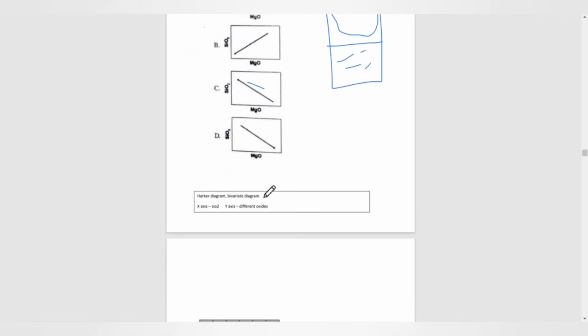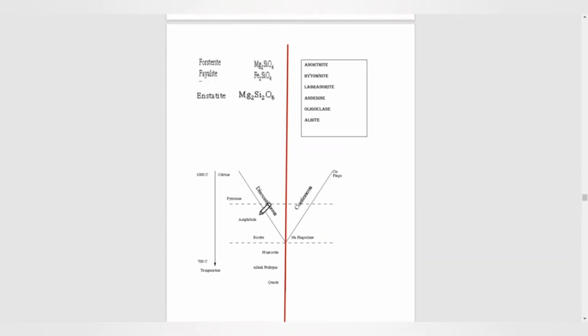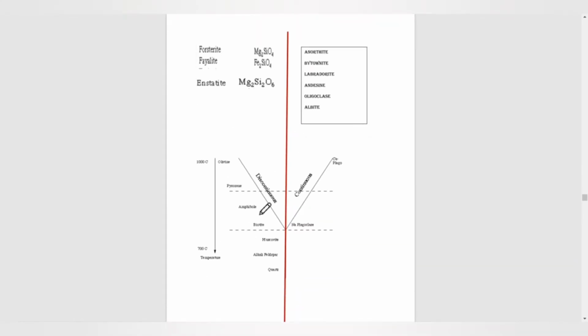Okay, so this diagram is related to the Harker diagram, which is also called a bivariate diagram, on which on the x-axis we plot silicon oxide SiO2 and on the y-axis we plot different oxides, whether it can be TiO2, Na2O, CaO, MgO, FeO. Before moving into the Harker diagram concept, let's see the Bowen reaction series first, because it is related to the Harker diagram.